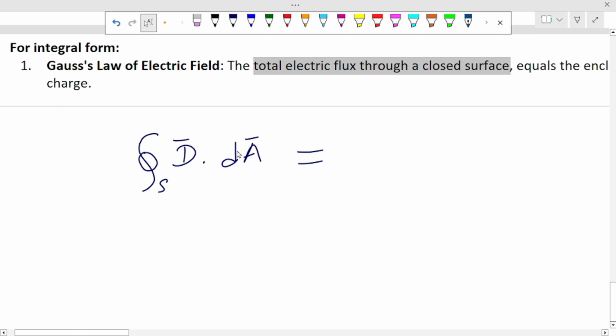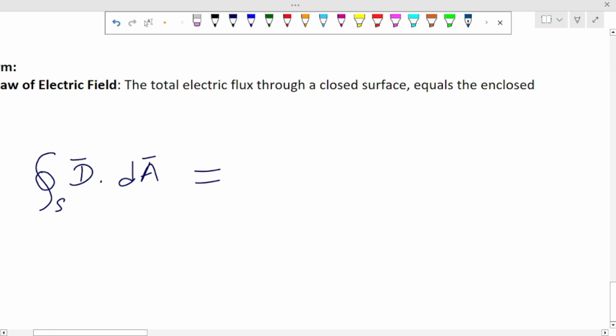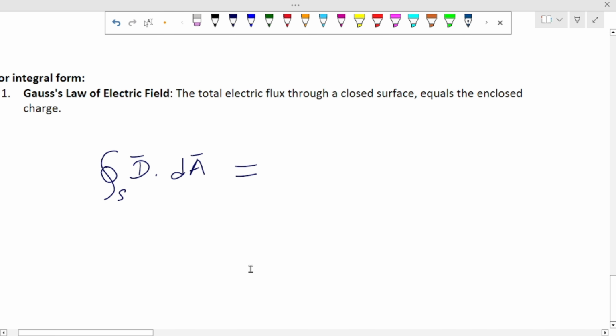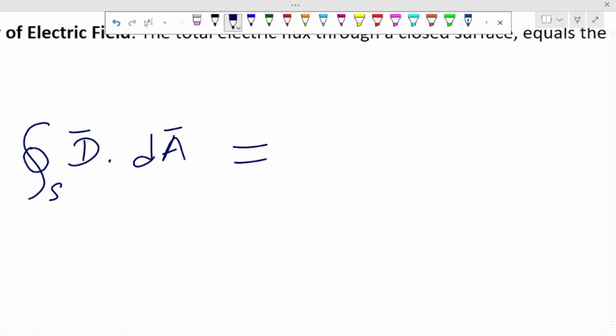We are taking this integral over the surface area, that's why I have A, surface area. Now this equals what? It equals the enclosed charge. The enclosed charge is written as this: Q enclosed.